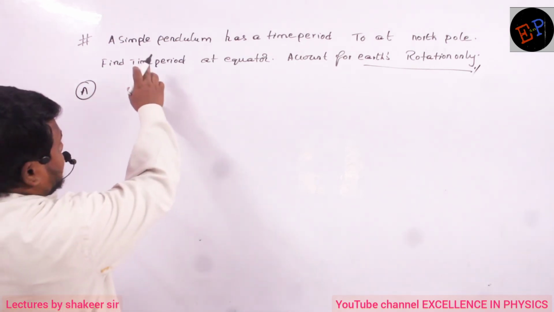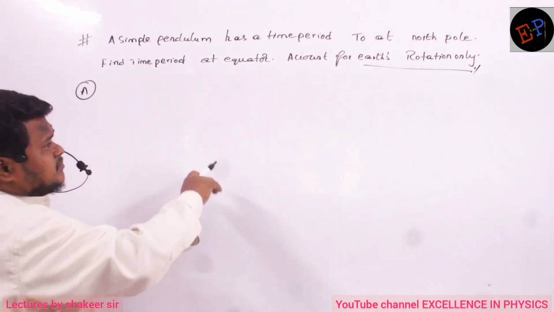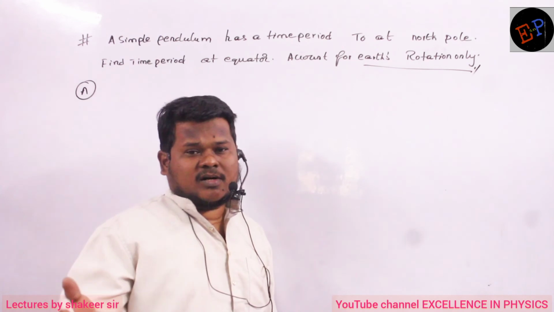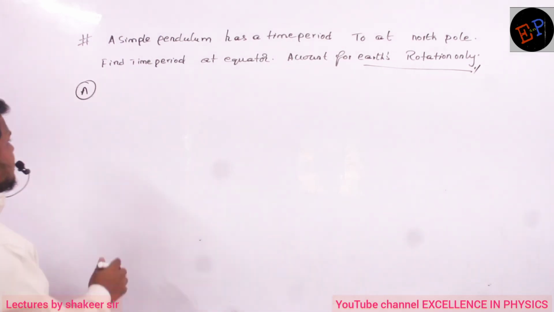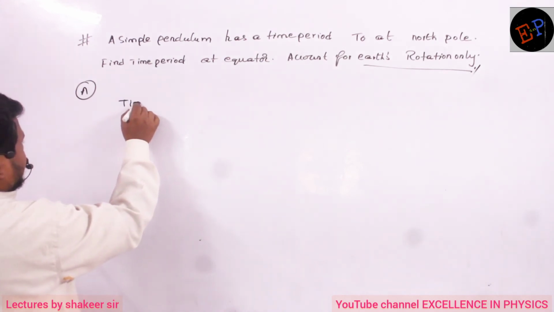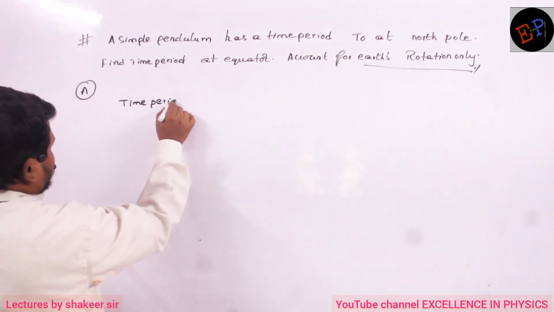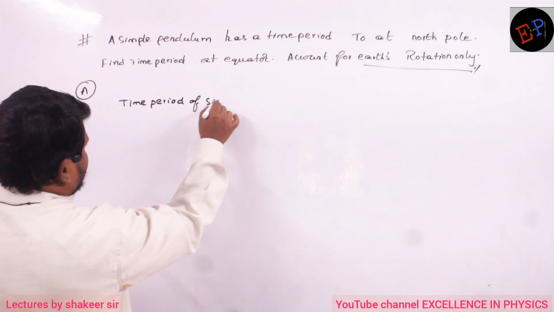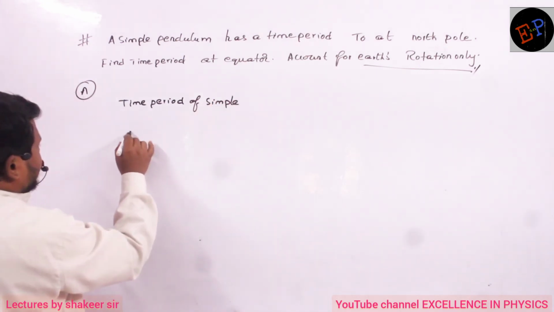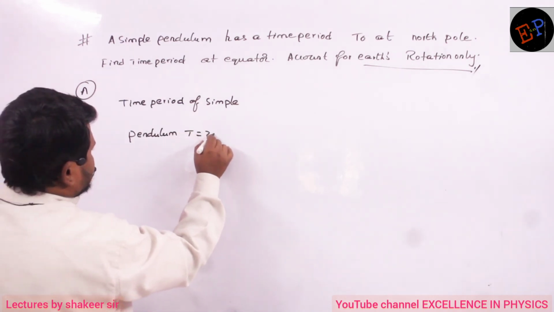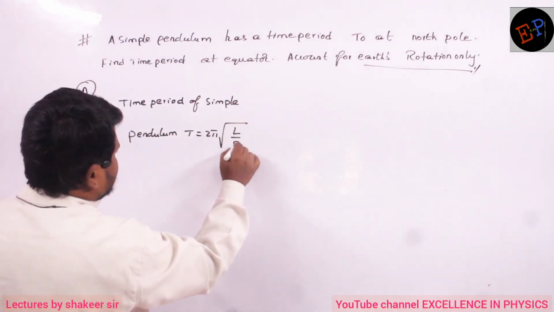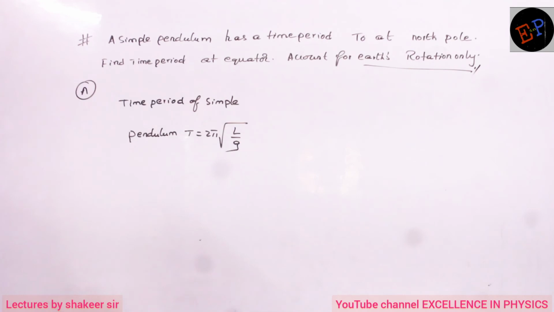See, what is the time period of a simple pendulum? It is T naught at the north pole. At the north pole, the time period is T naught. So what is the equation for the time period of a simple pendulum? The formula is T is equal to 2 pi root L by g. This is the formula. Understood, no?